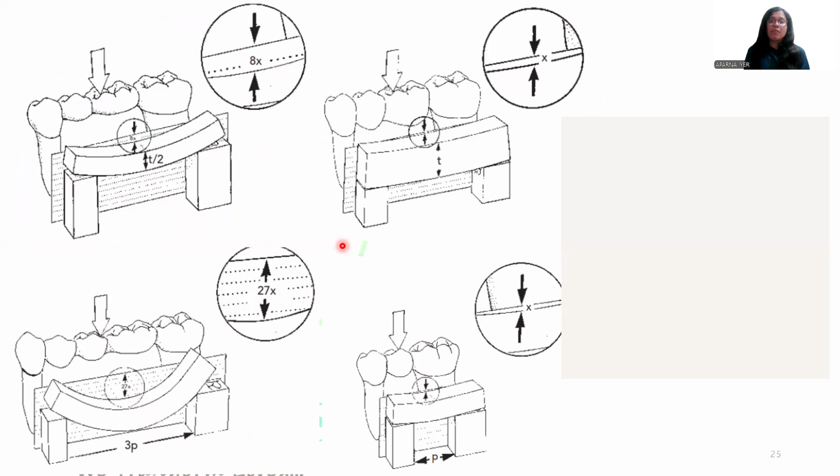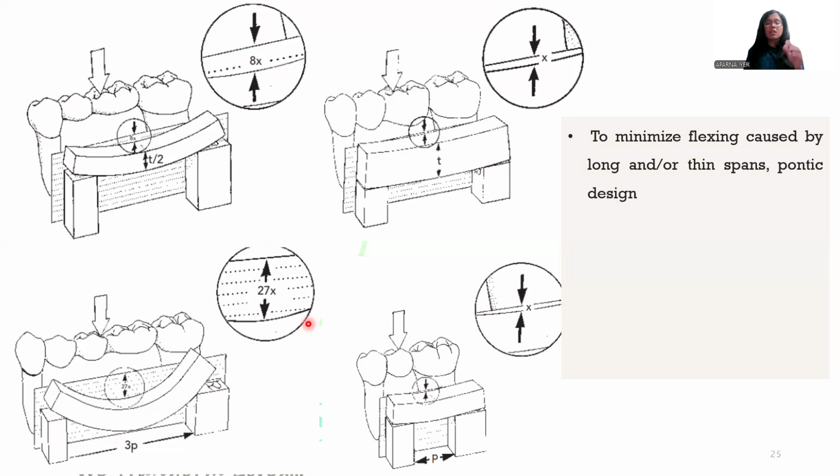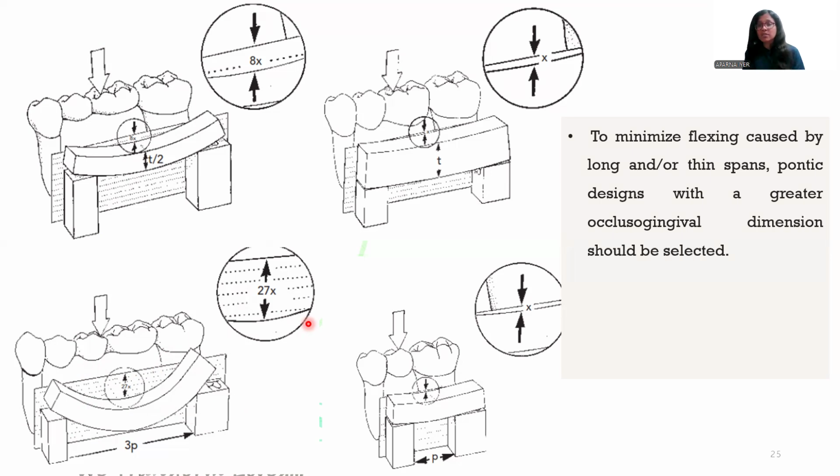So here they have given the thickness as T. If it is reduced by half, the flexion of the pontic is increased by 8 times. Whereas the pontic span, that is the length of the span, if it is increased, so here the number of pontics is increased to 3. If it is increased to 3p, the flexion is increased to 27 times. Okay. So if you are planning for a long span fixed partial denture, try considering giving a high yield strength material like nickel chromium. Also try to increase the occlusogingival dimension of the pontic which you are replacing, so that the flexion is minimized. Okay.